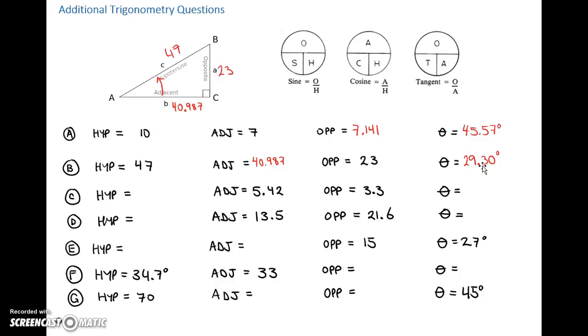Hopefully you're rocking along here and getting the same values as we are. Make sure that your calculator is in degrees. Don't worry if it's a little bit off. Different calculators will give you different values.